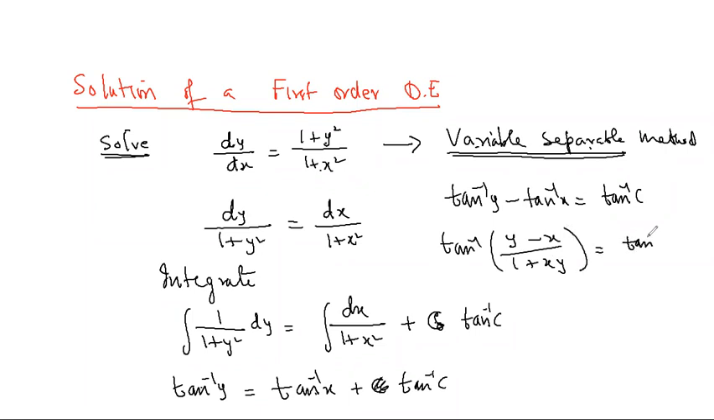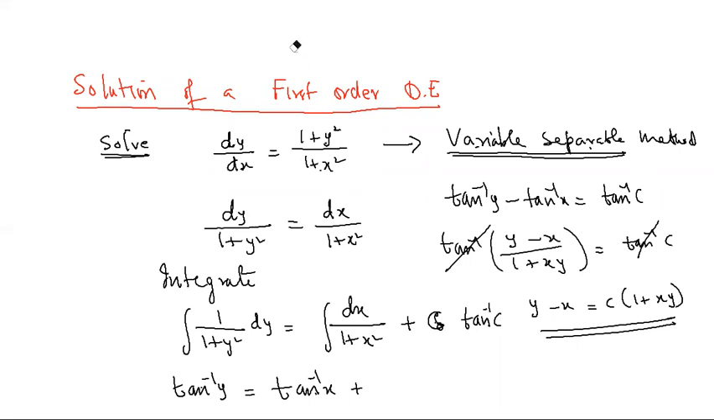Yes, sir. Now I'll remove this tan inverse. So y minus x equal to c into 1 plus xy, and I can call this a solution. This is one way, but your textbook is doing only this much. This is just for your information. If you write the integral constant also in tan inverse, then you can remove the tan inverse.